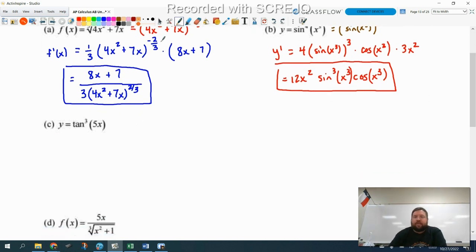All right, similar problem for part C. Go ahead and try this one on your own and then unpause the video and see how you did.